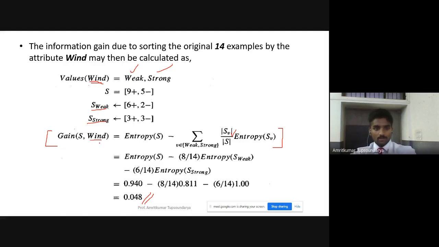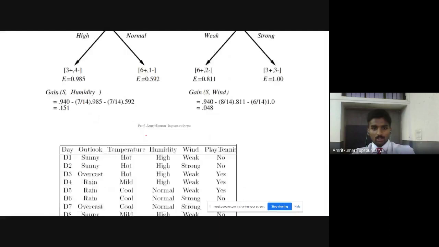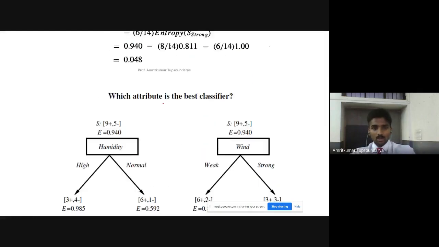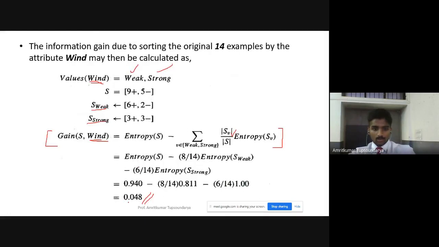So moving ahead, once we have the information gain for Wind, this was just one example with respect to Wind, but we have to compute the information gain for Outlook, for Temperature, for Humidity as well, and then decide which particular attribute gives us the highest information gain, and which is the attribute that can be called the best classifier. So this is the information gain that we got for the Wind attribute, 0.048.